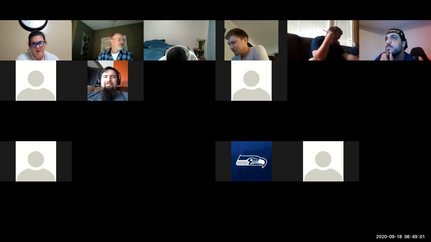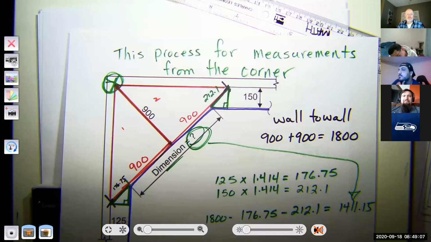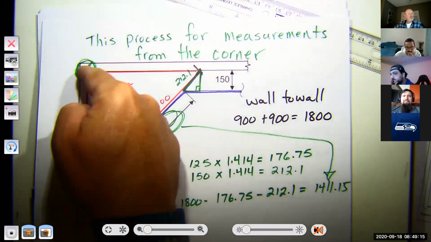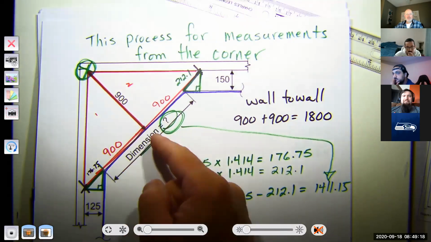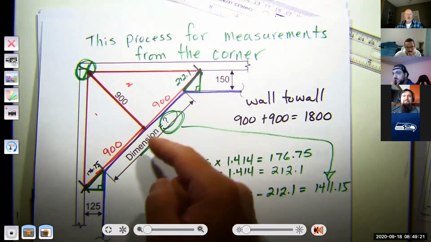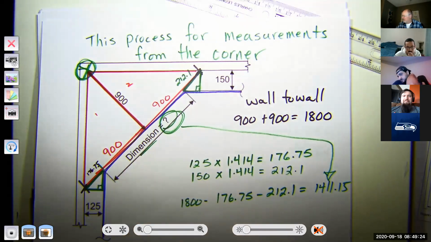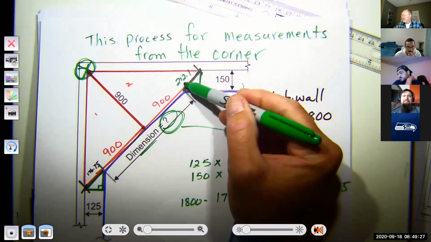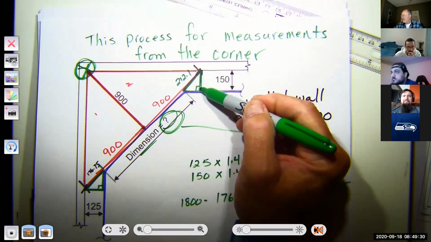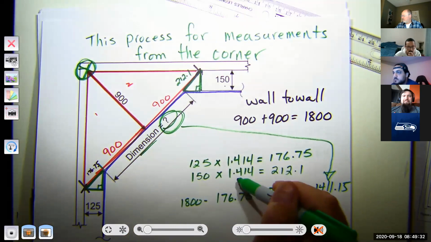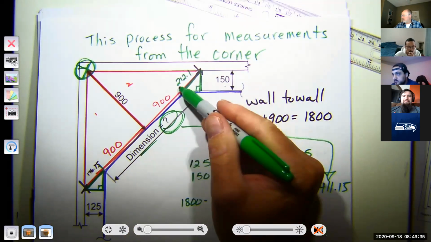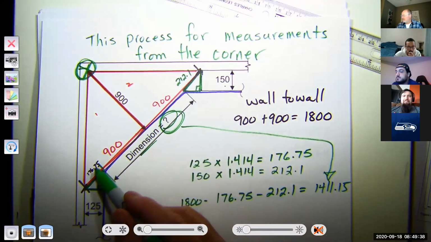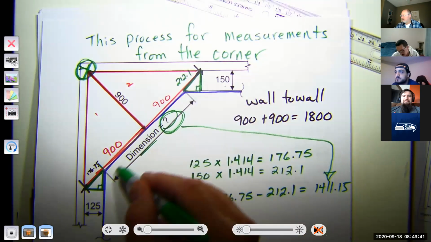I'm going to share my screen again here. And we just did this. So this is when you have a measurement from the corner. When you have a measurement from the corner, you draw a big right angle triangle all the way across. You get your wall-to-wall measurement. And then you draw these little right angle triangles to get this measurement. So if we know that this is 150, 150 times 1.414 is equal to 212.1. Then we remove that and this one from our wall-to-wall measurement to get our dimension.